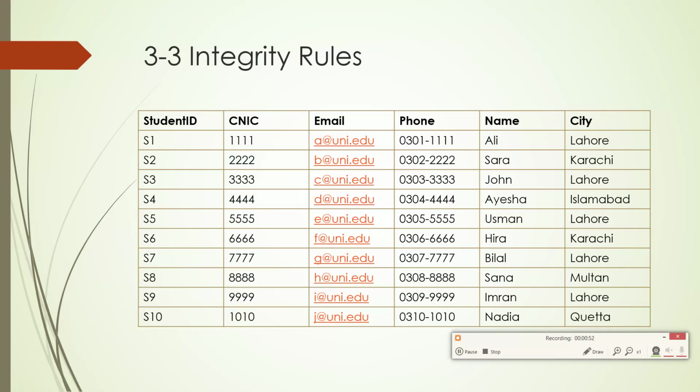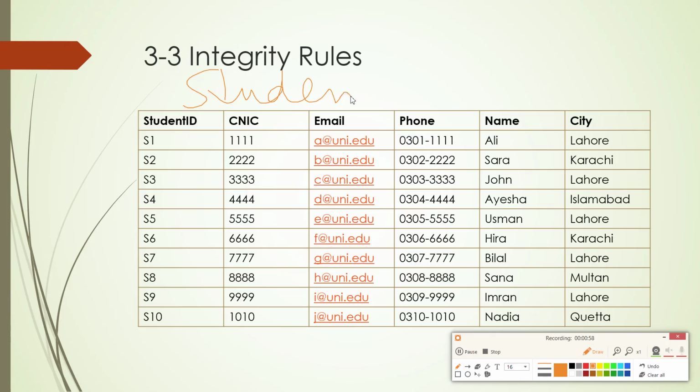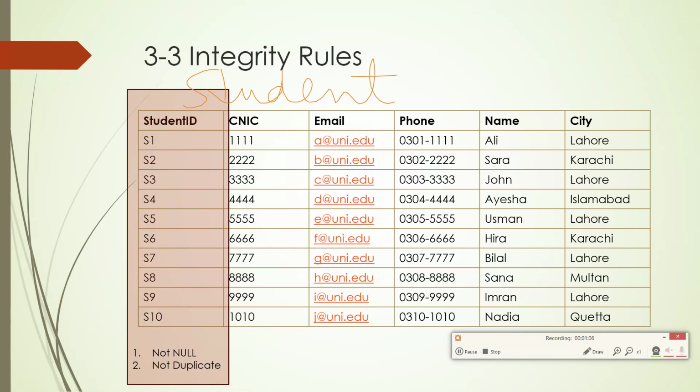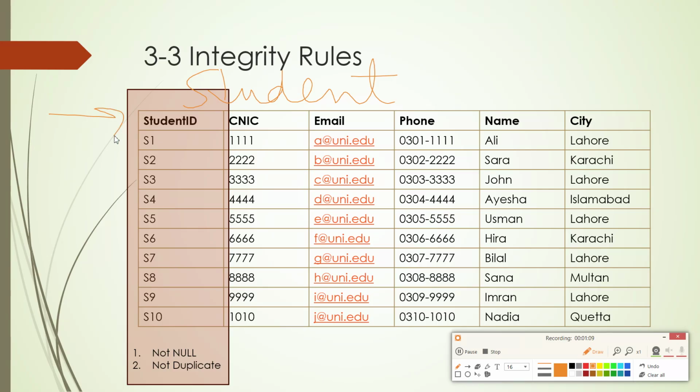Now consider this is a table, student, which records these 10 students' data, and the first column, student ID, is the primary key. This primary key's values must satisfy two rules. The first rule is that its value should not be null. For example, if I erase this value and want to save this record, it will generate an error. The second condition is that no two values should be the same, no duplicates.